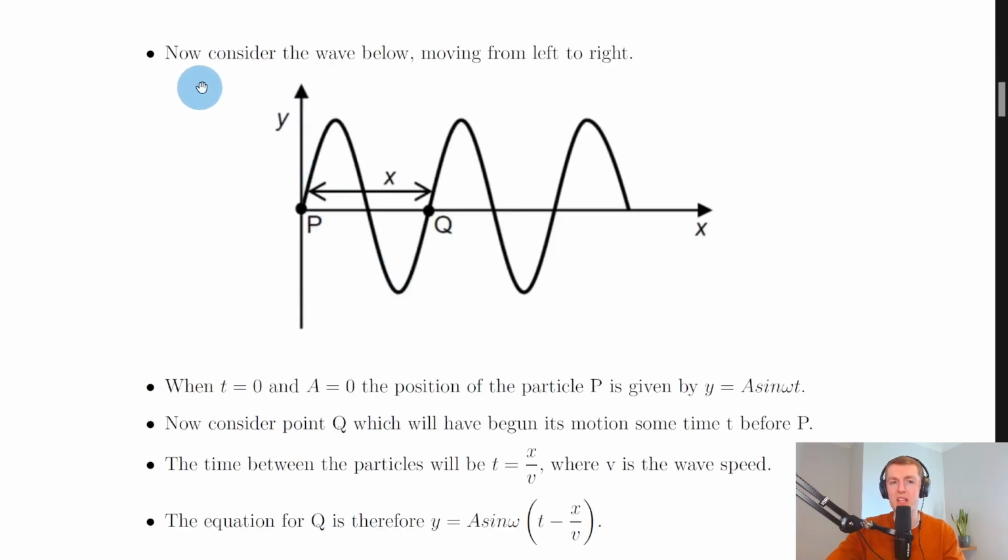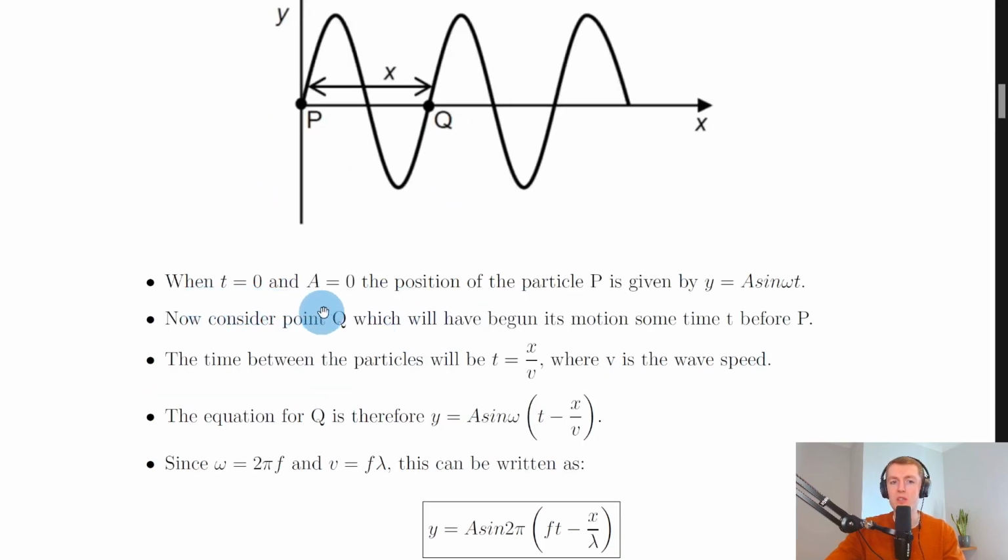It then goes on to say, now consider the wave below moving from left to right. Now we've got these 2 points P and Q, and we can see that they're positioned one whole wavelength apart, which is labelled the distance x here. And it says that when time t equals 0 and y equals 0, the position of the particle P is given by y equals A sine omega t. And we've just seen that from the initial conditions.